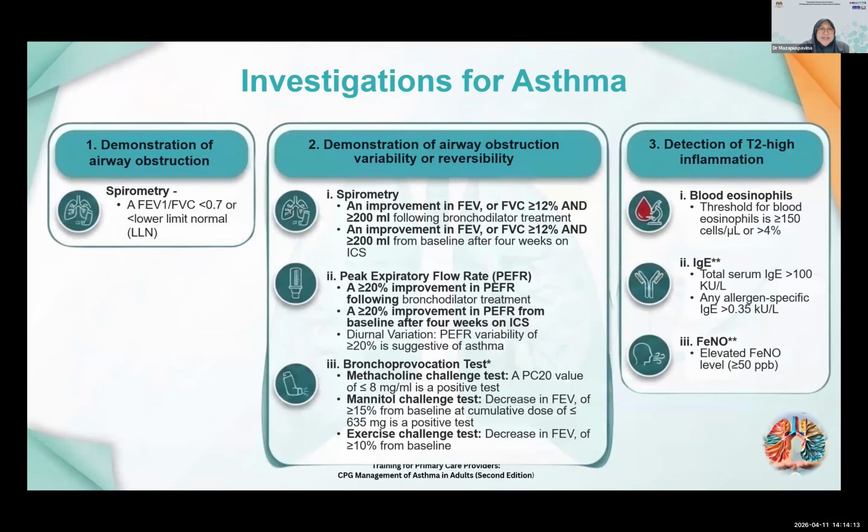Okay, so investigation for asthma, as I mentioned, is spirometry. First, to demonstrate the airway obstruction. Number 2 is to demonstrate the obstruction variability or reversibility. So if you do spirometry, you will check the reversibility by giving a bronchodilator. Any improvement of FVC or FEV1 of more than 12%, or more than 200 mL, is a positive test.